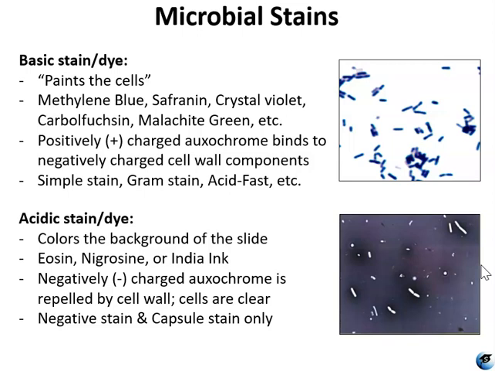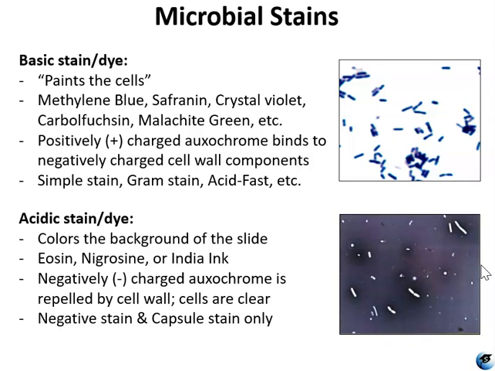Examples of basic dyes, basic stains, include methylene blue, safranin, crystal violet, carbolfuchsin, malachite green, and a few others like brilliant green K, a couple of others that you will see in upcoming labs. Basic dyes are used in most of our staining techniques. So simple stains use them, gram stains, acid-fast, endospores, and even flagellar stains use basic dyes.